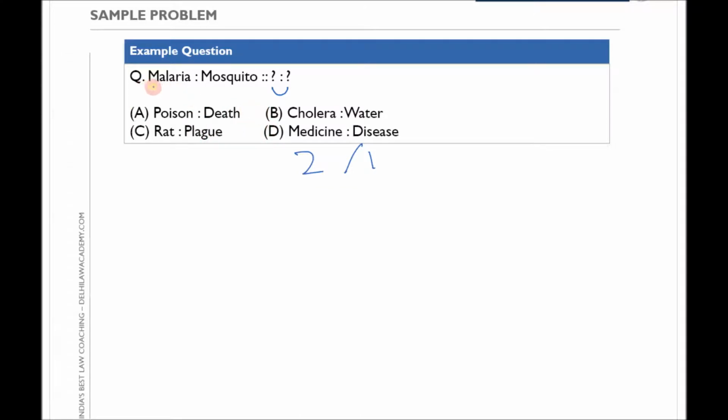Now here's the interesting thing. Malaria is the disease and mosquito is the carrier, right? Mosquito is the carrier. So we have disease, carrier. That's the order, right? So we have disease, and then next to it is its carrier. So our job is to look at our four choices and see which of them can be characterized by this. Poison, death, not really. How about rat, plague? So rat, plague almost makes sense because rat is the carrier and plague is the disease.